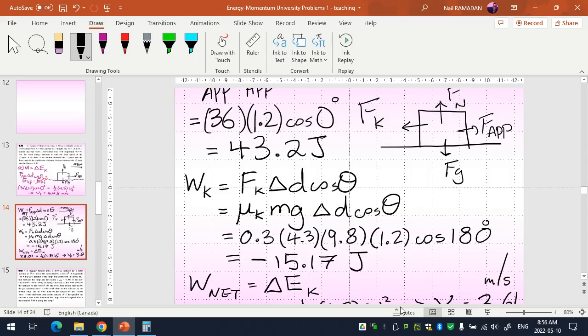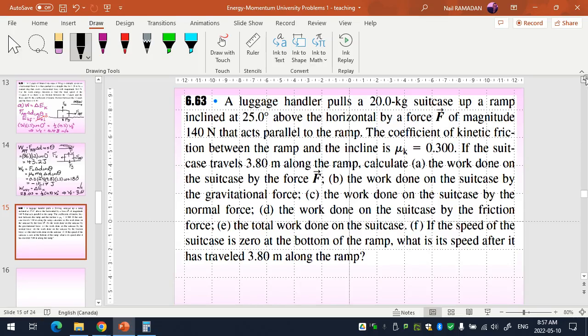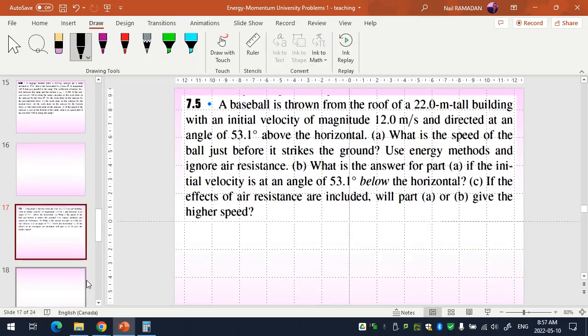All right, let's go to the next problem. Let me look at the other ones, just in case they are more. Yes, projectile motion with energy.